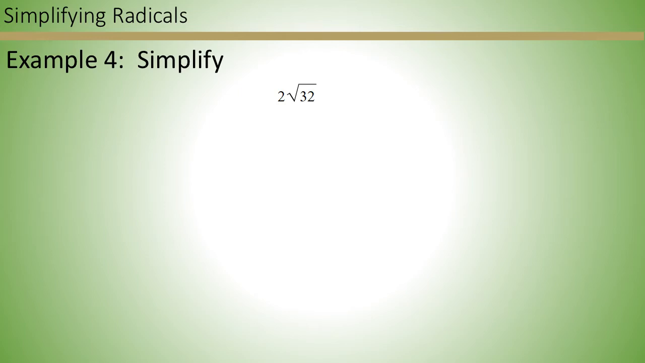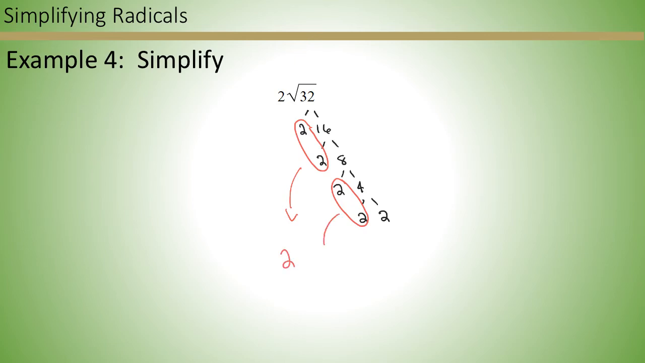Here's another one. We want to break apart root 32. The 2 is actually already on the outside, and that 2 is going to stay on the outside of this. So if I break this apart, I have 2 and 16, 2 and 8, 2 and 4, and 2 and 2. Okay, so I have this pair of 2's and this pair of 2's. For each of those, a 2 is going to come out of the radical. And we actually already had this 2 on the outside, so that 2 is going to be here as well.